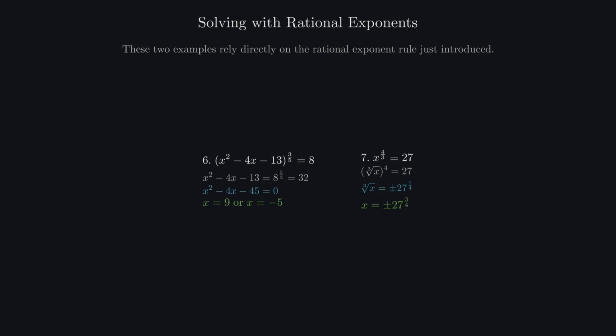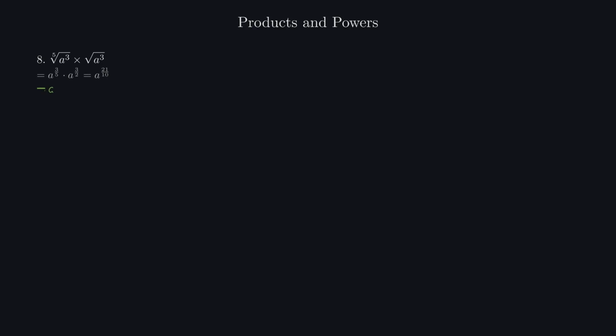With these rules, we can simplify more complicated radical products. Example 8, the 5th root of a cubed times the square root of a cubed, converting to exponents, that's a to the 3/5 times a to the 3/2, which adds to the 21/10, or a squared times the 10th root of a. Example 9, the cube root of x squared times the cube root of x squared. Both pieces equal x to the 2/3, so multiplying gives x to the 4/3, which is x times the cube root of x.